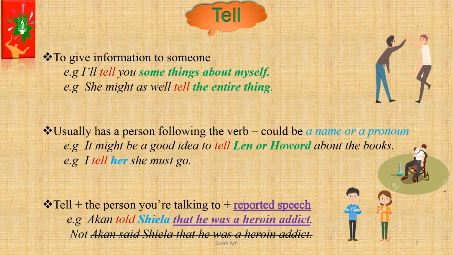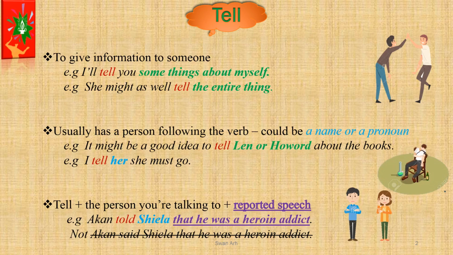Tell usually has a person following the verb. It could be a name or a pronoun, so tell and told are always followed by a person. When we use tell, we also include the object, for example, an object pronoun like you, her or us immediately after the verb. For example, it might be a good idea to tell Lena about the books. I tell her she must go.